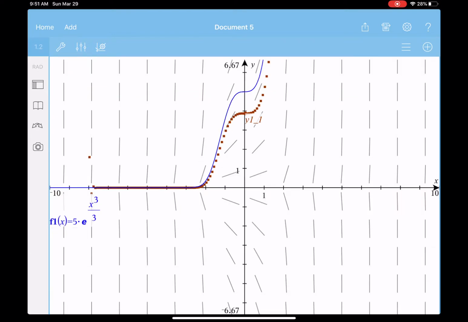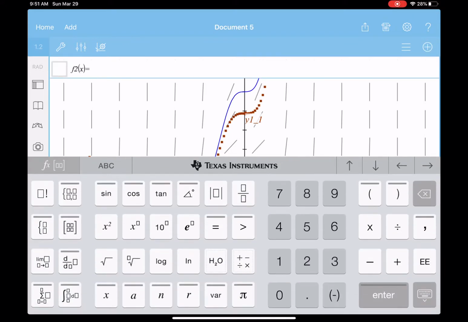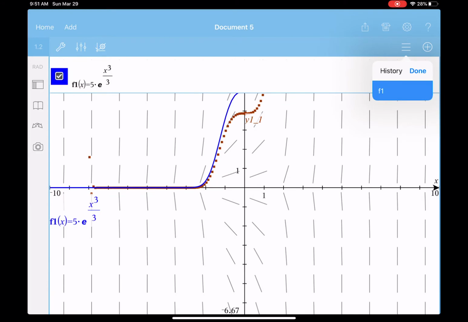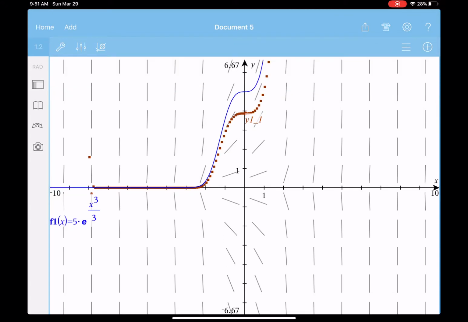Did I type that in correctly? Wait a minute. Go to the history. 5e to the... Maybe I moved that function down. I bet that's what I did. Yeah, because that's going through the wrong point. It should have been going up right up here. All right, so there we go. If I move it up to the 5, 0, you can see that the solution works out pretty nicely.